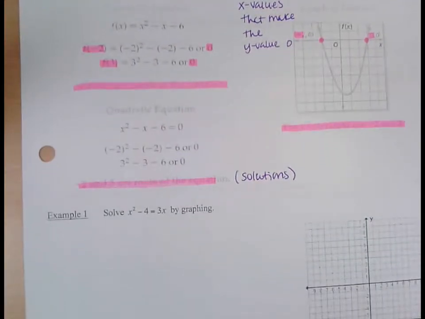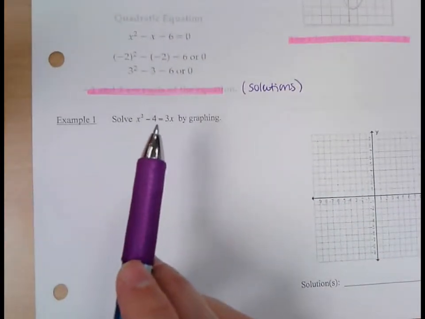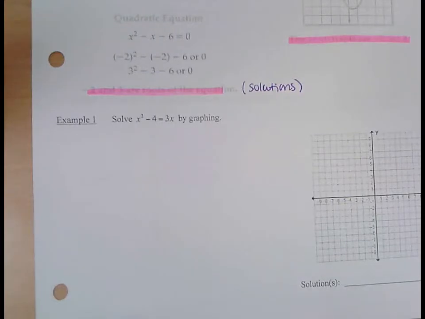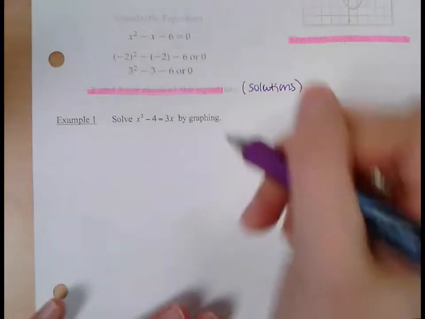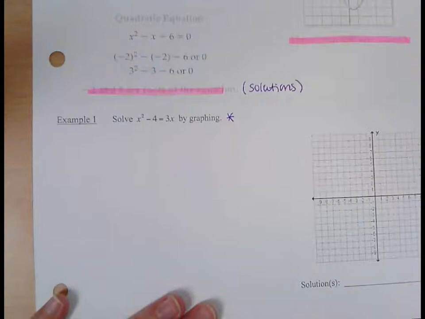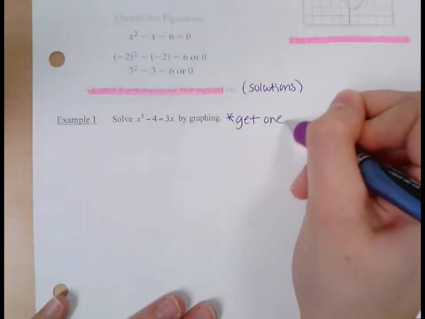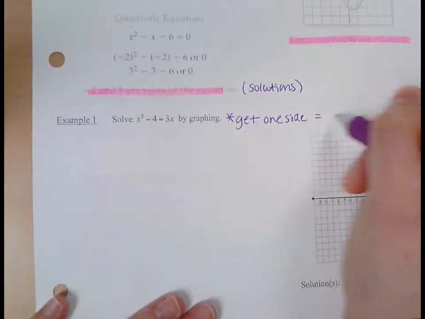You just want to understand that depending on how it's worded in the directions, each of those 4 terms, they're really looking for the same answers. So we're going to look at example 1. It says solve x squared minus 4 equals 3x by graphing. And when you graph, you want to make sure in your equation that it's in standard form, meaning one side equals 0. So your first step, if it's not already done for you, is to get one side to equal 0.